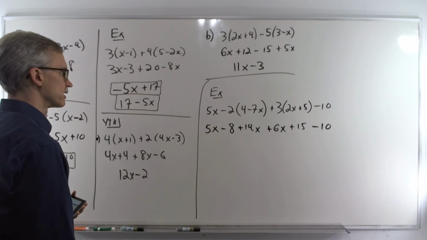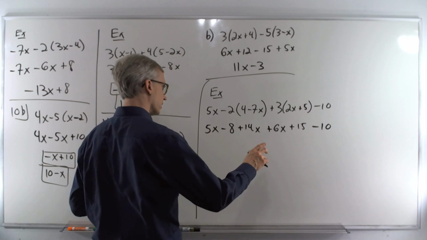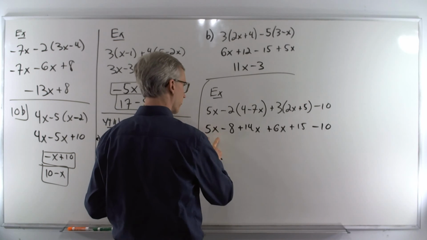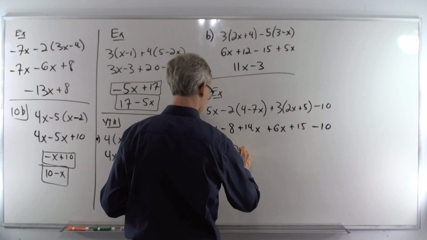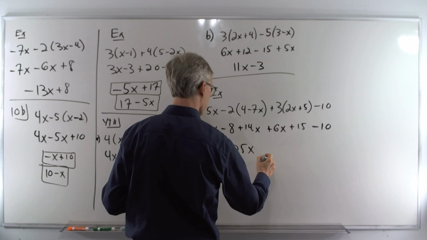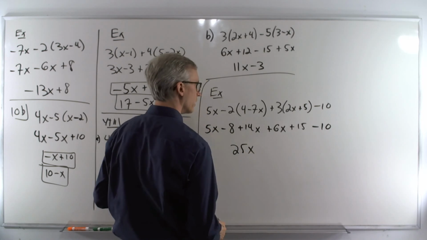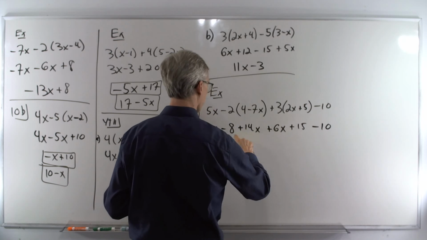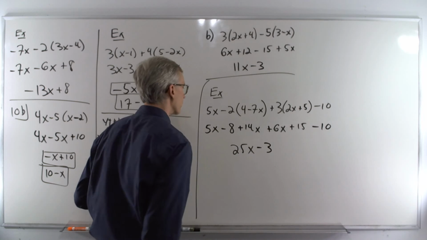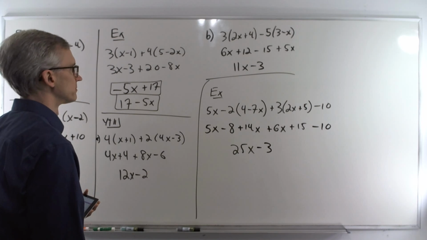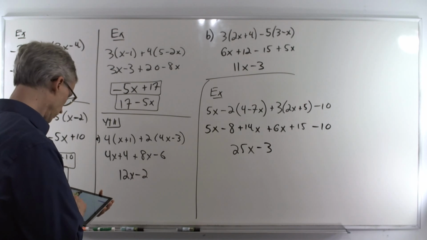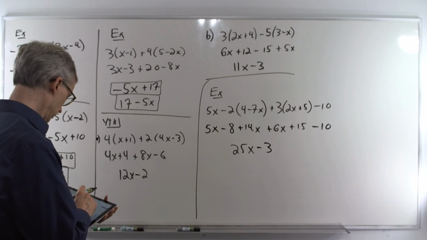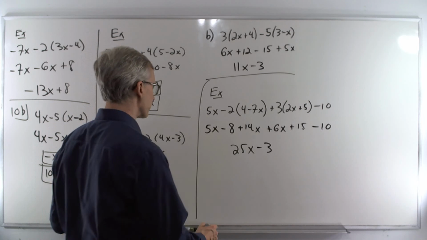All right, now we've got sets of 3 like terms, 5, 14, and 6. Combine those to get 25x, and then we'll do 15 minus 10 is 5, minus 8 is negative 3. 25x minus 3. That brings us to your turn number 12.